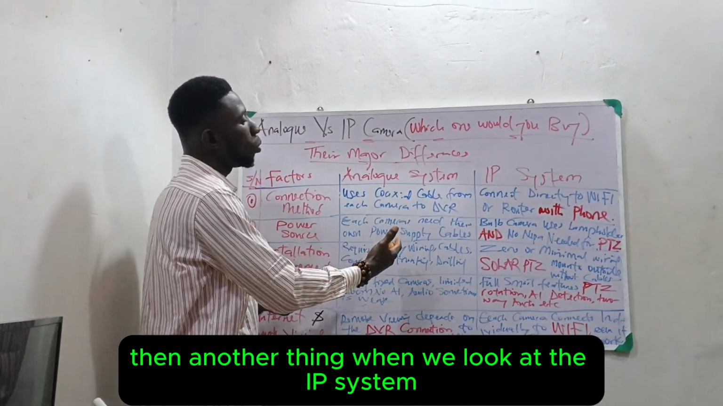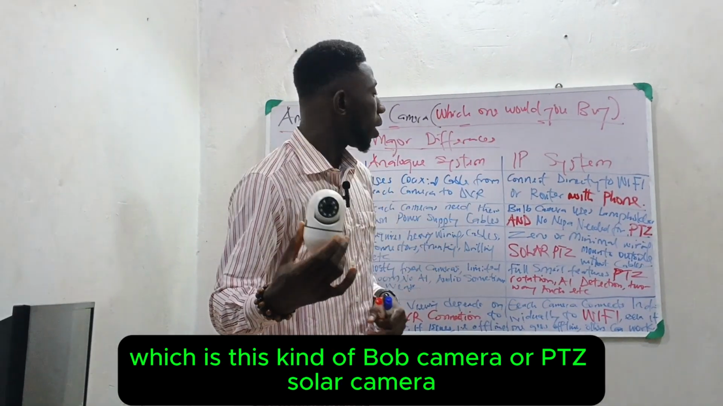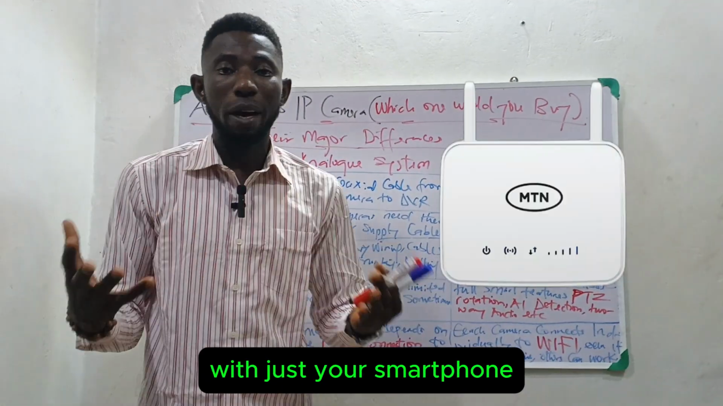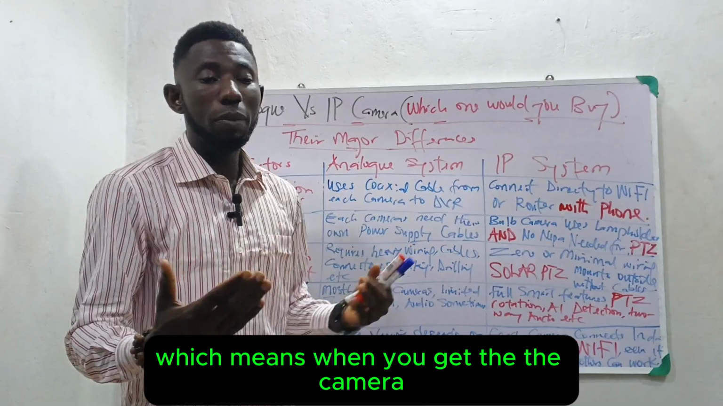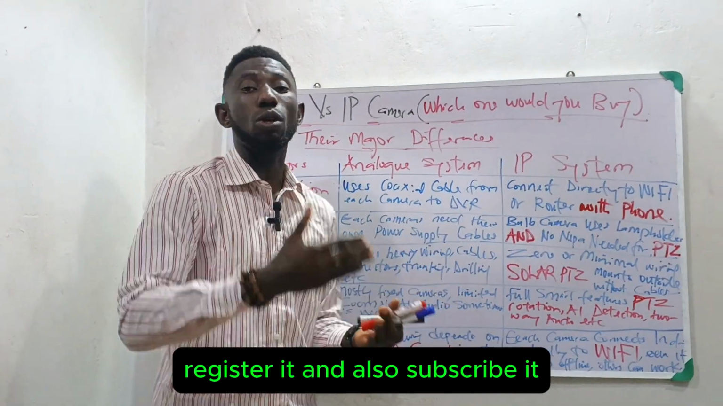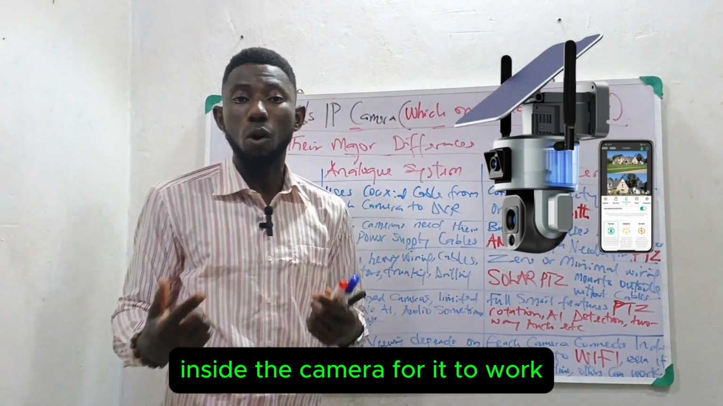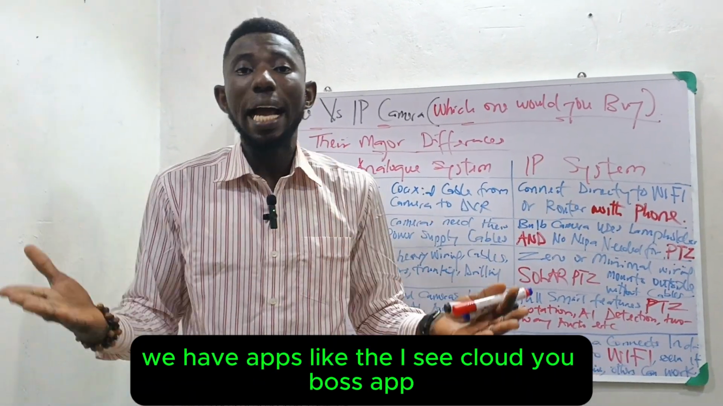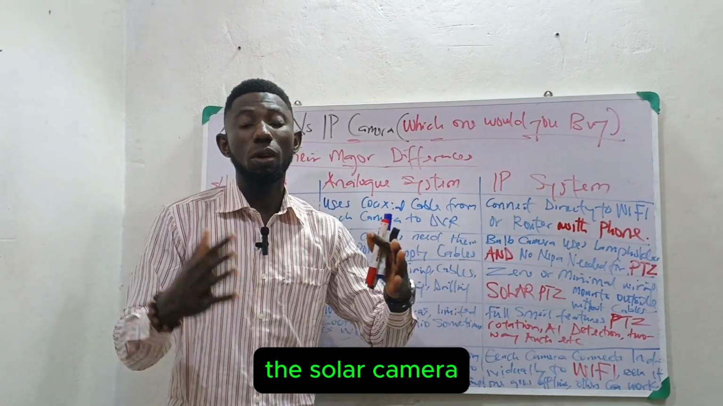Then, when we look at the IP system, which is this kind of bulb camera or PTZ solar camera, you connect directly to Wi-Fi or a router with just your smartphone. Some of the PTZ solar cameras have a SIM card, which means when you get the camera, you buy a SIM card for it, register it, and subscribe. There should be data on that SIM card inside the camera for it to work. Then you can use different apps. We have apps like iCloud, UBox, and the V380 Pro app to connect the solar camera.